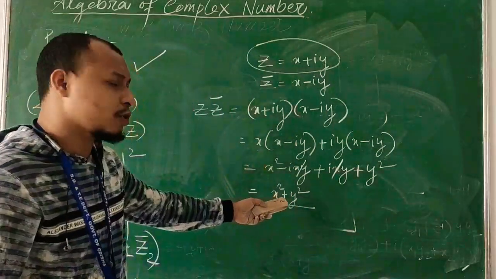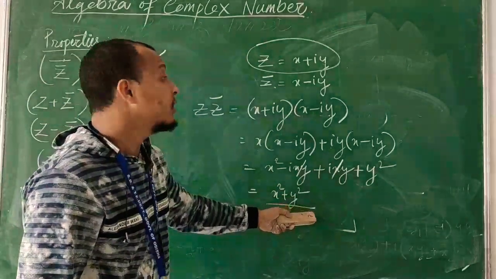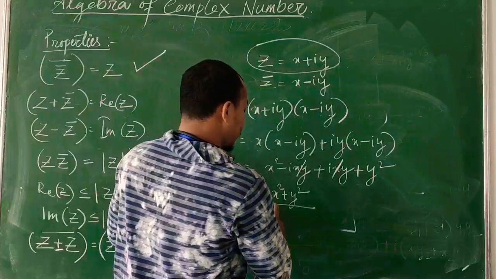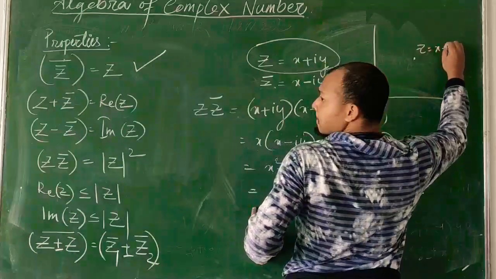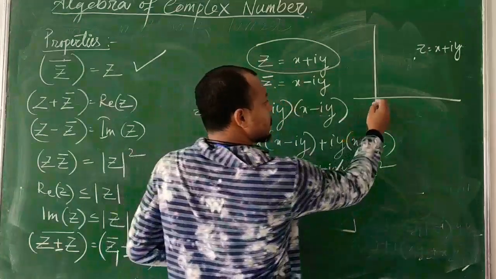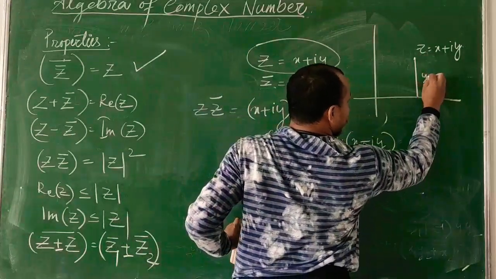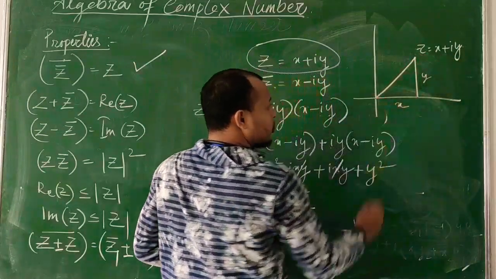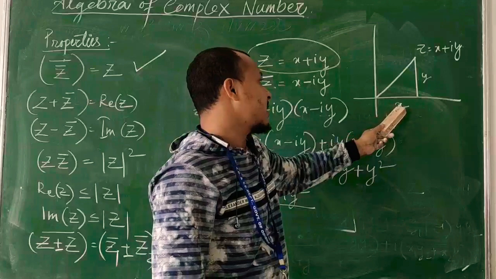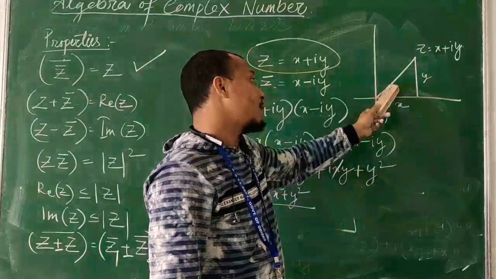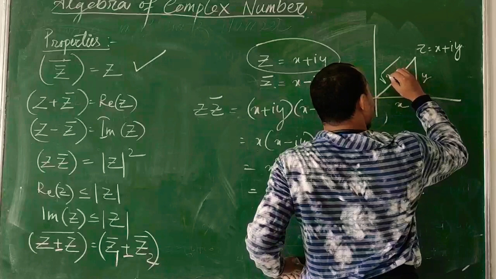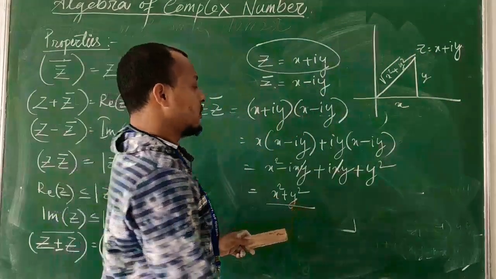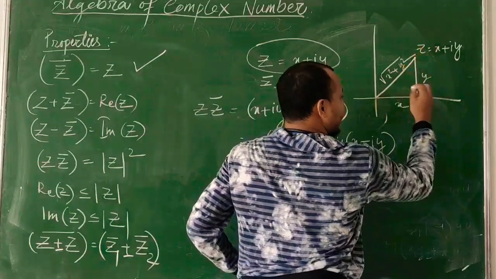What exactly is x square plus y square? It is nothing but the distance from the origin to this point, x plus iy. This is the y distance and this is the x distance. You check this right angle triangle. This is x, this is y. This is the hypotenuse. So the hypotenuse will be what? Root over of x square plus y square. But here we have x square plus y square. This is nothing but the modulus.